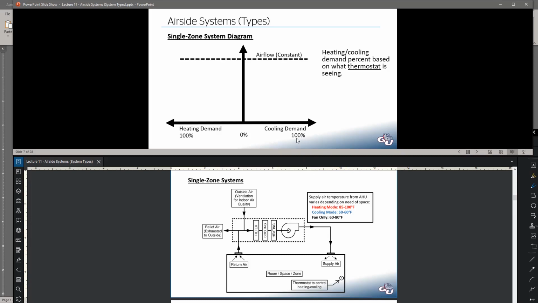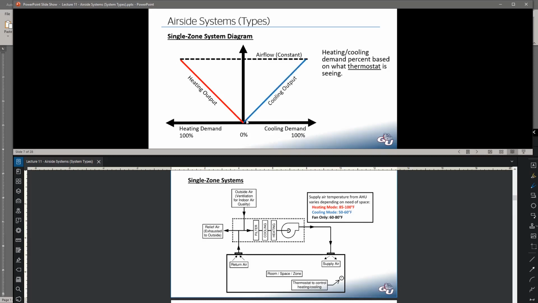The airflow is going to be constant because that fan is running all the time. So regardless of if I'm calling for heat or calling for cooling, my fan is just running all the time. But then on the heating side, well, if I have a 0% heating demand, my thermostat says I'm perfectly content, my heating's off. But as my heating demand increases, my heating output also has to increase until it's maxed out on a full heating demand call.